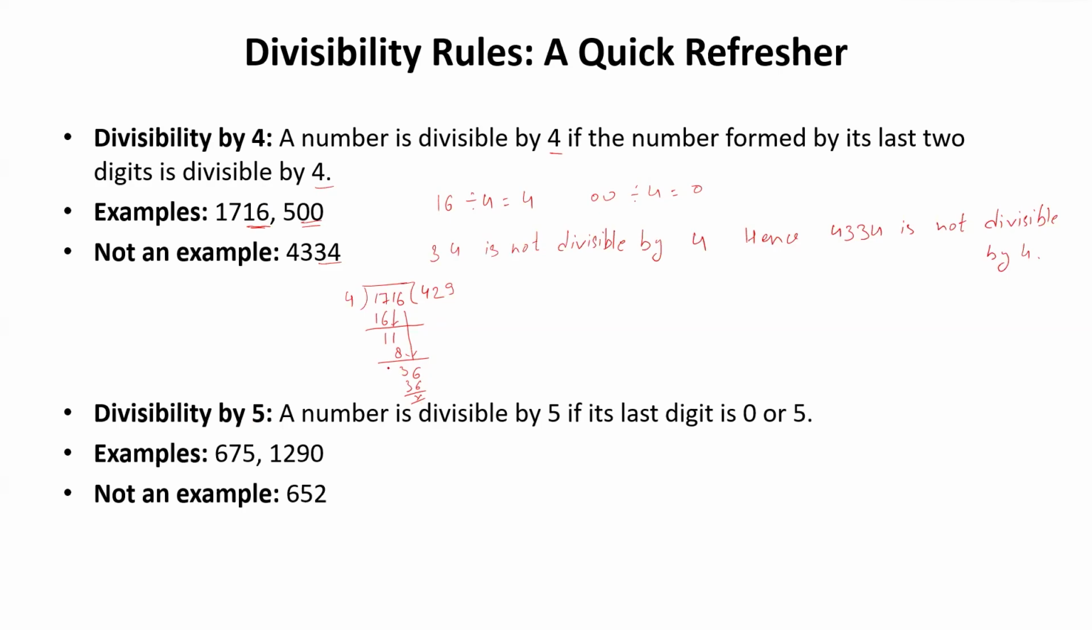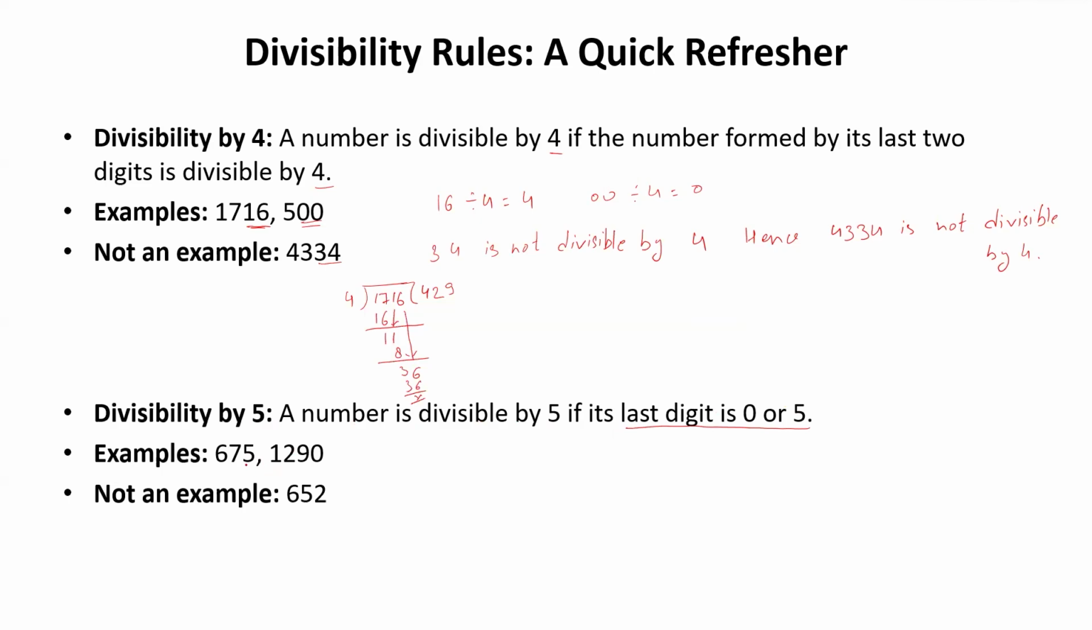If the last two digits are divisible by 4, that means the whole number is divisible by 4. Similarly, let's look at 5. How will you check whether a given number is divisible by 5? So again, a very quick rule. If the last digit is either 0 or 5, that means the number is divisible by 5. Isn't it? Very quick and easy to remember.